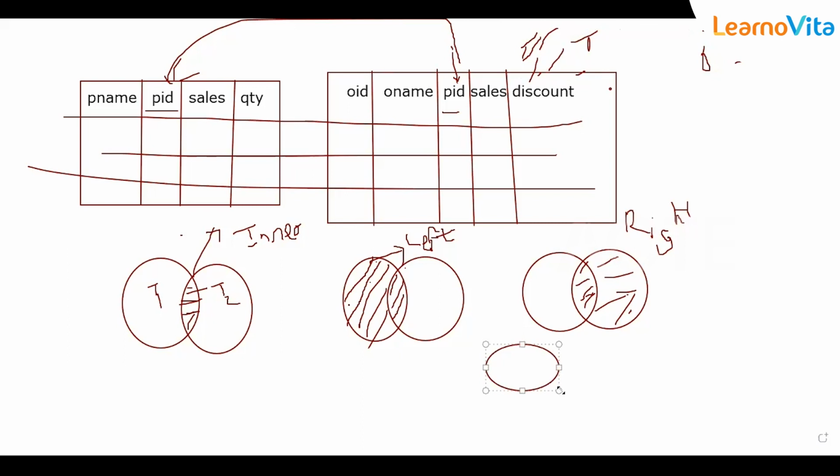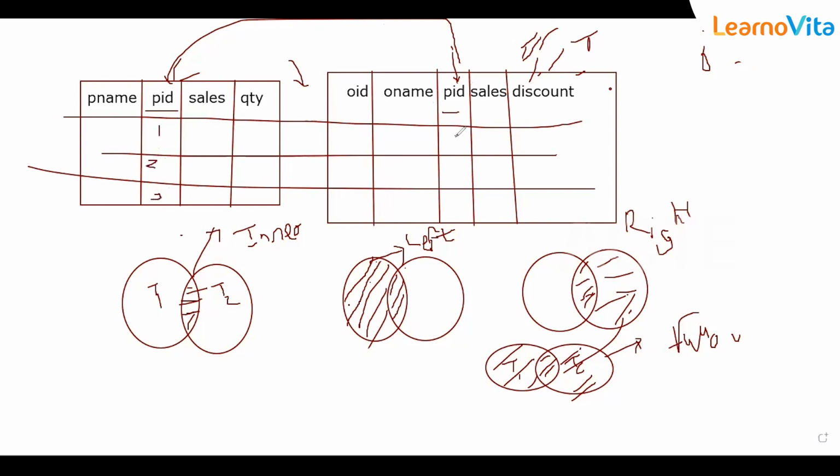So these are my tables, and I'm just creating a random example here. This is my table number one and this is my table number two. Whatever is common between the two tables, we will have that also, and whatever is uncommon between the two tables, we'll have that also. The whole data is there. If you say full outer join, the full data will combine together, not just the common part, not just the left part, not just the right part, the whole data. If I apply full outer join on these two tables, the whole data, P name, PID, sales, quantity, OID, O name, sales and discount, will combine together.